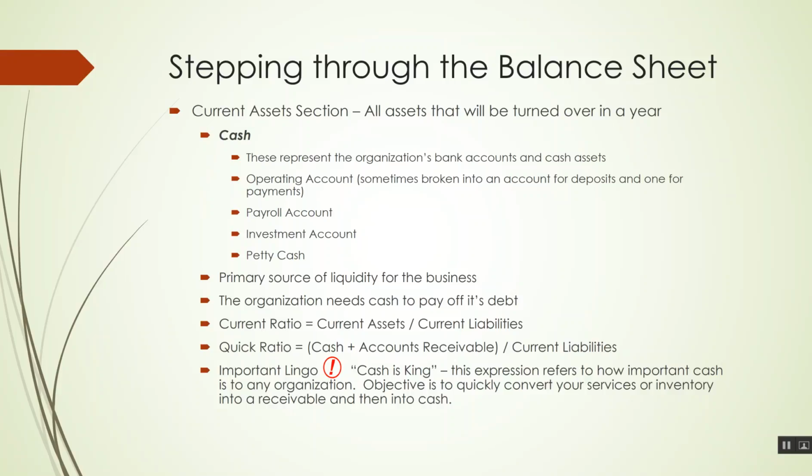In terms of some important terminology, oftentimes in business, you'll hear the expression that cash is king. And this is just a simple expression that refers to how important cash is to the organization. The objective of any business is to convert your services or your inventory into receivables and then into cash as quickly as you can. Okay, so that's the objective: as quickly as possible, as many turns as we can do during a year. That's an advantage to the organization because we want to keep on generating that profit and keep on generating more cash.